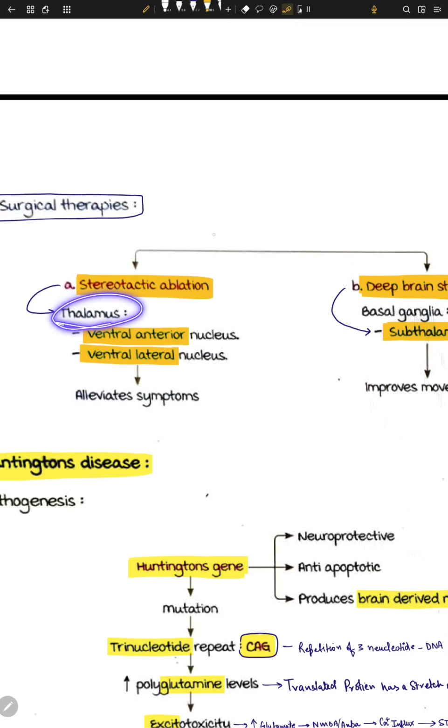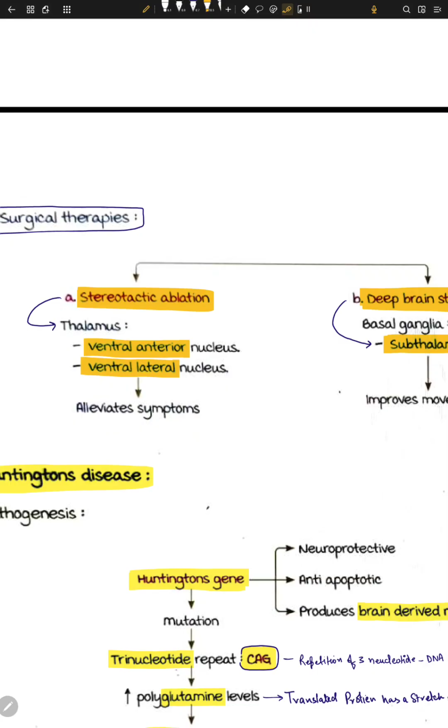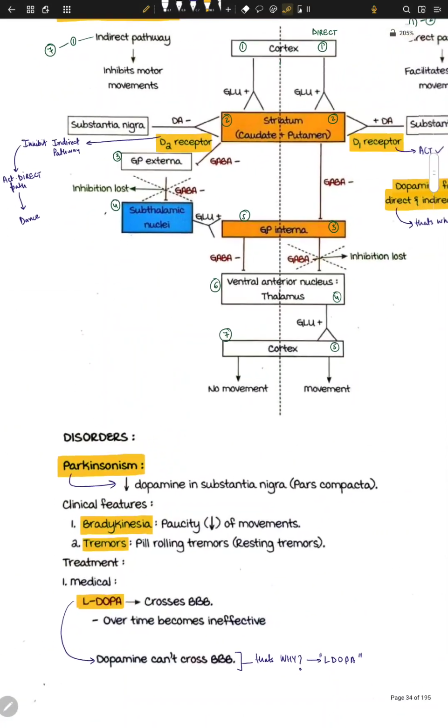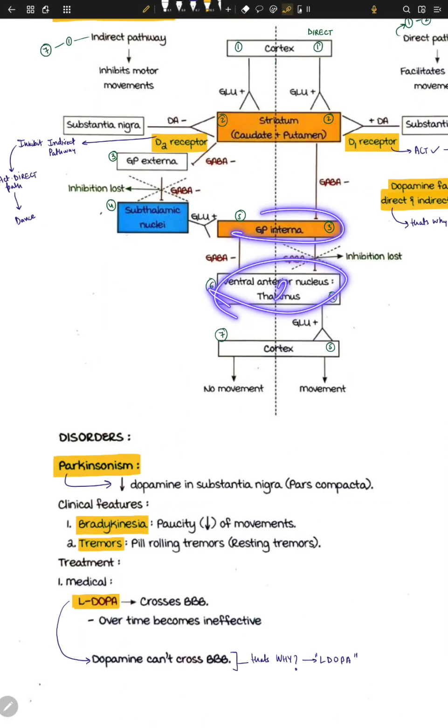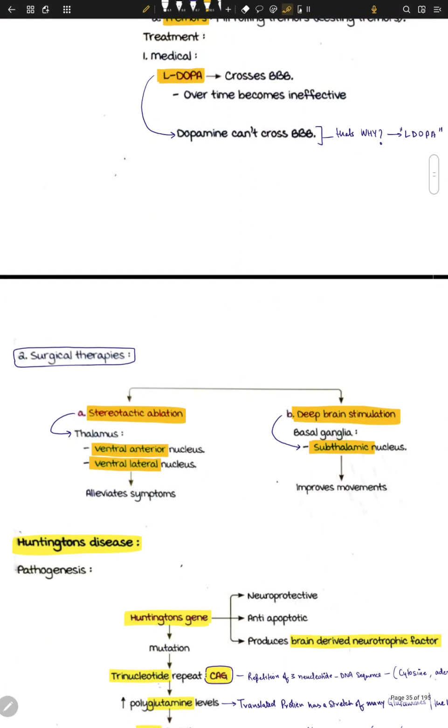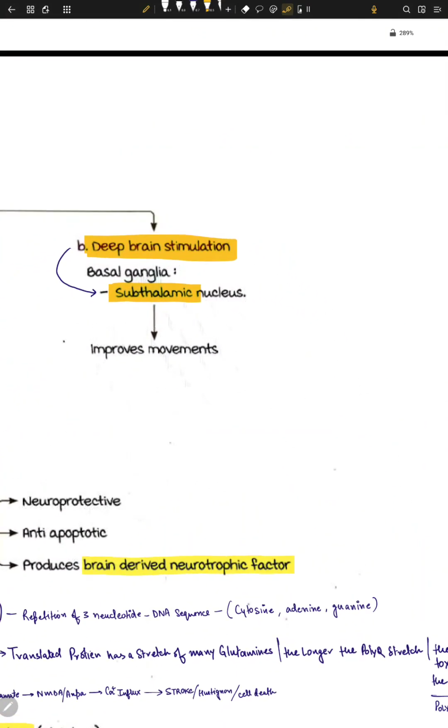So in thalamus, you have the ventral anterior nucleus. You know that VAN is for movement and VLN is also for movement. So these are ablated, and then you can move well because these are inhibitory nuclei. It's a GABAergic nucleus, right? If you stop them, you can move well, right? So symptoms are alleviated. What about deep brain stimulation?